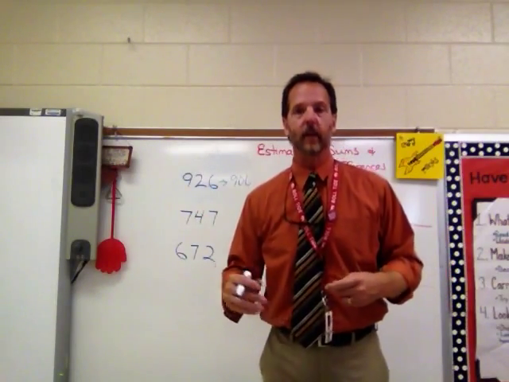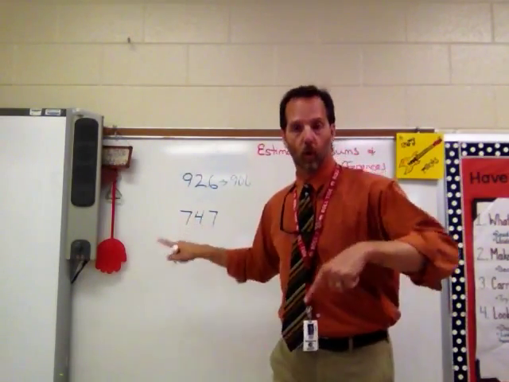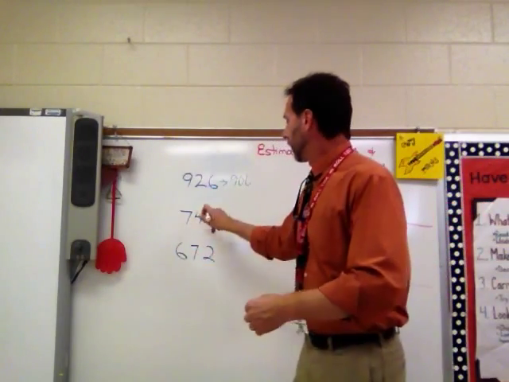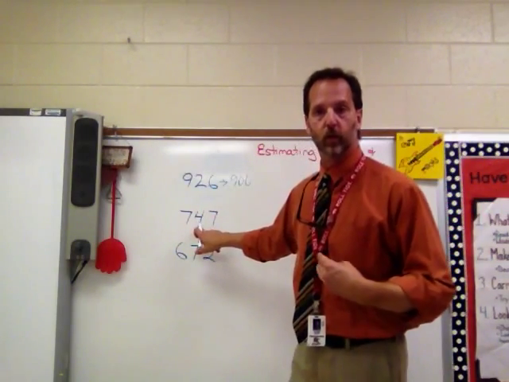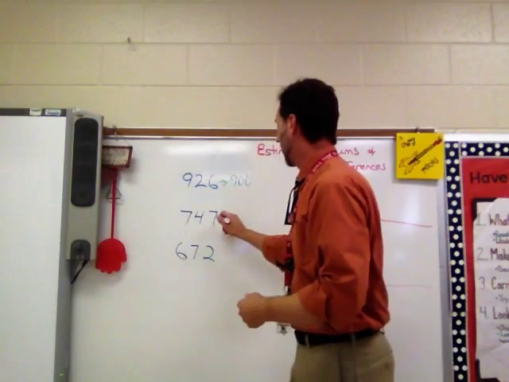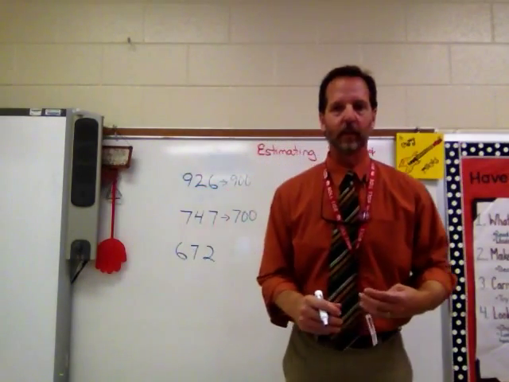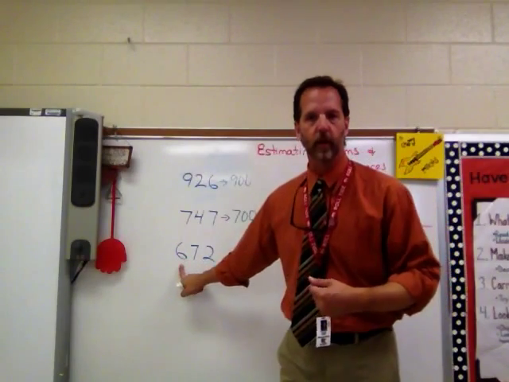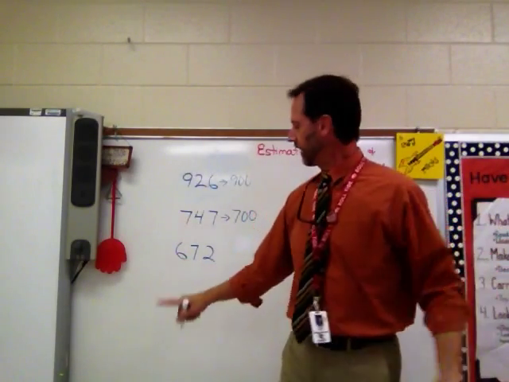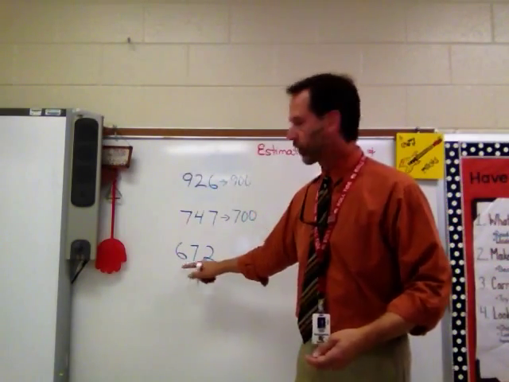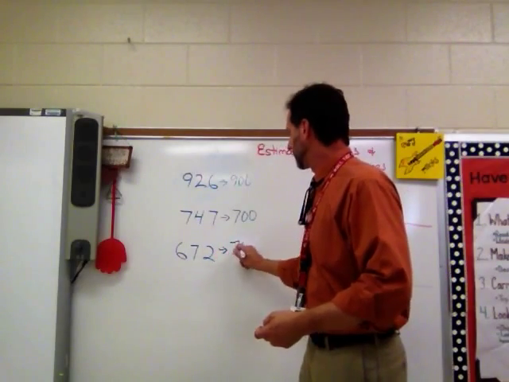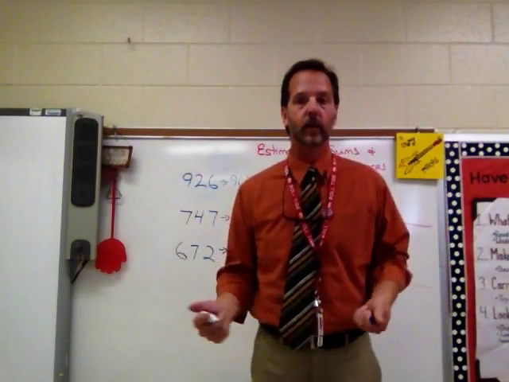747 is either going to be 700 or 800. With a 4, it's going to be closer to the 700 side. 672 will be either 600 or 700. And with a 7, it's going to be closer to 700. That's rounding to the nearest hundred.